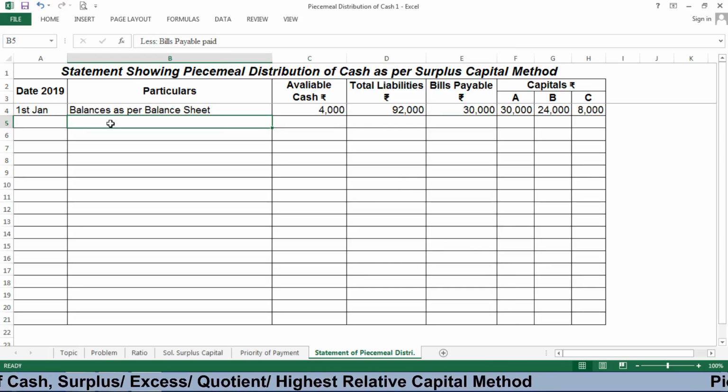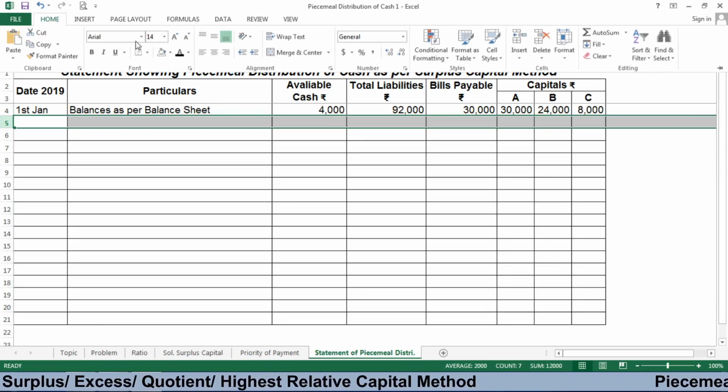Now statement showing piecemeal distribution means what? Whenever we receive the cash, we have to pay our liability. So our first liability is bills payable.